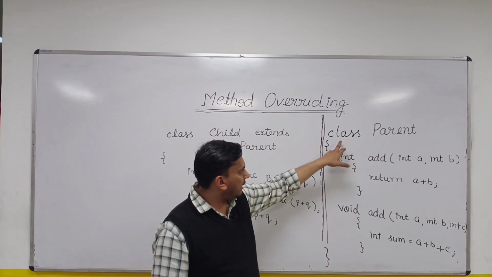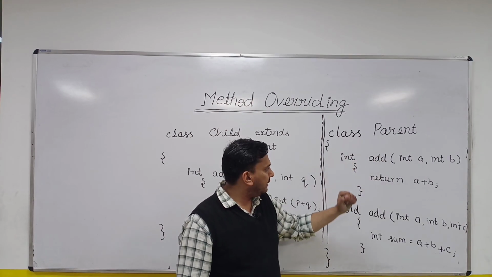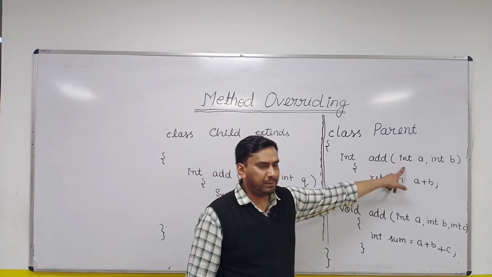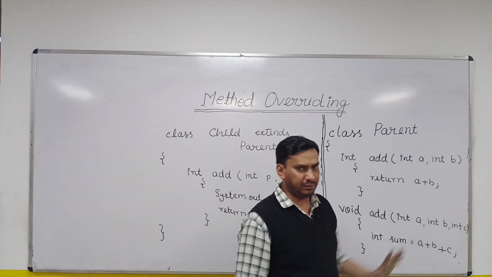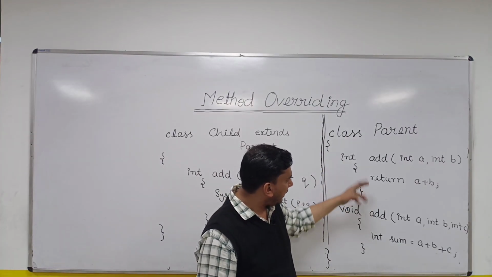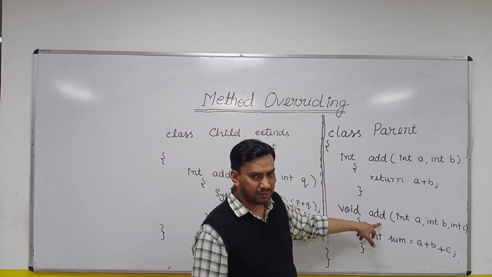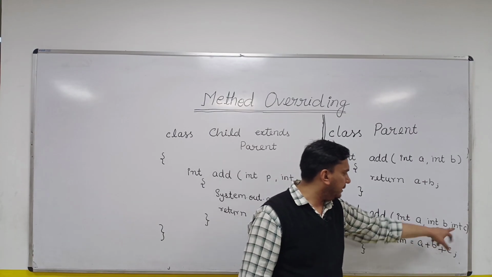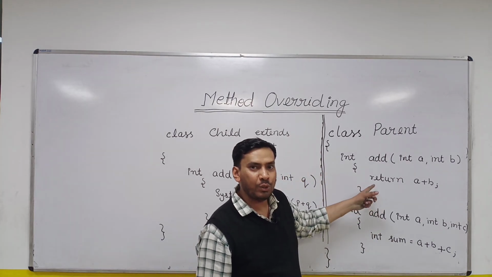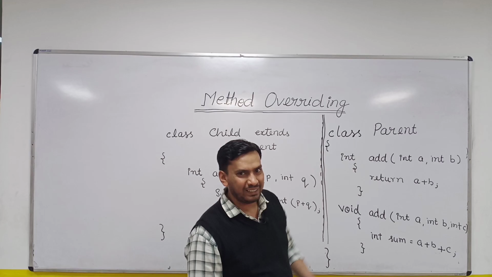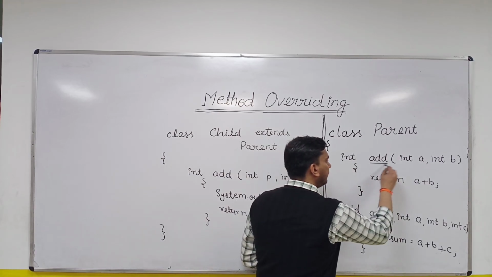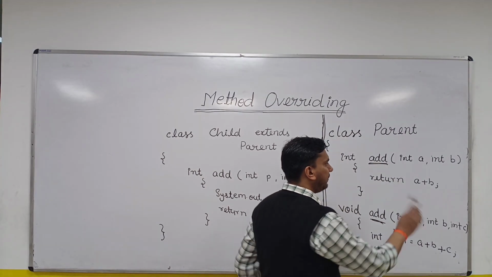In this example, I have created a class Parent, and in this class I am providing one method, int add, with two parameters of int type, int a and int b. So this is one method add. Again I am defining one more add method, but here we have three parameters: int a, int b, int c. So is this an example of overloading or overriding? This is overloading. Overloading says same name but different signature.